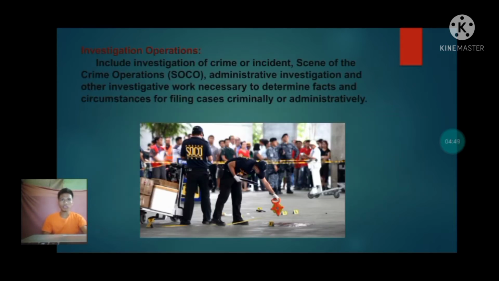Before starting, let's discuss first what investigation operation is. Investigation operation includes investigation of crime or incident, scene of the crime operations, administrative investigation, and other investigative work necessary to determine facts and circumstances for filing cases criminally or administratively.